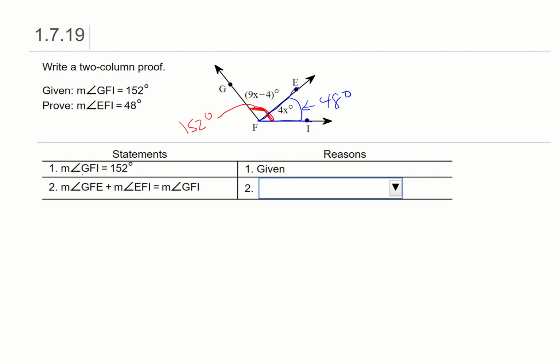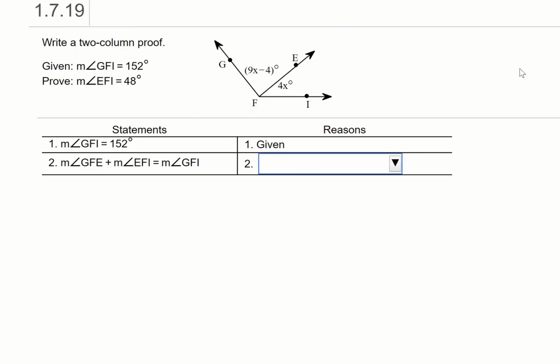So now it says GFI is equal to 152. That's given. So if we take GFE and add it to EFI, which is the blue, that's going to give us GFI. Well, that right there is the angle addition postulate. If you take this angle and add it to the other blue angle, that gives you the red angle, the total angle. And that is known as the angle addition postulate. Two angles add up to a big angle.